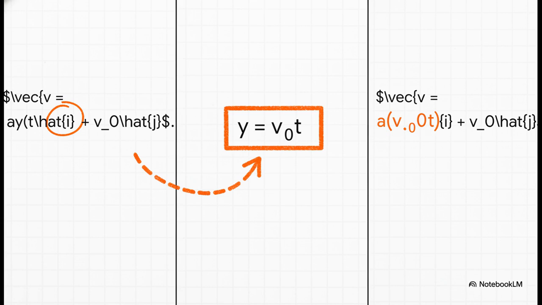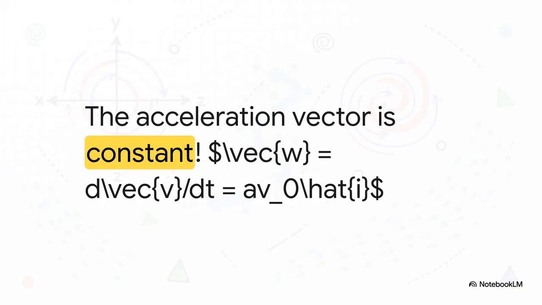Luckily, we know the balloon is rising at a constant speed, so we can simply substitute y with v naught times t. And just like that, our entire velocity vector is now a function of a single variable, time. Now we're all set to differentiate. Okay, let's take that derivative.